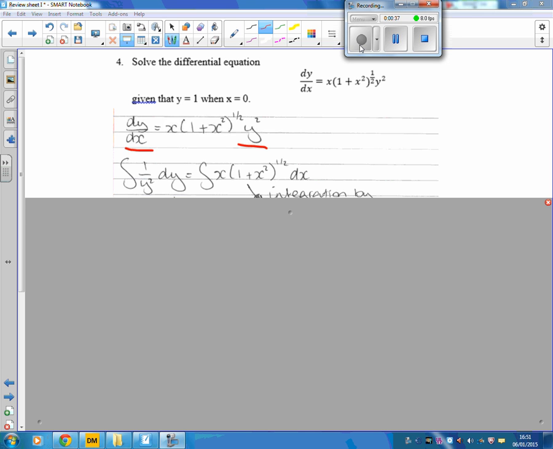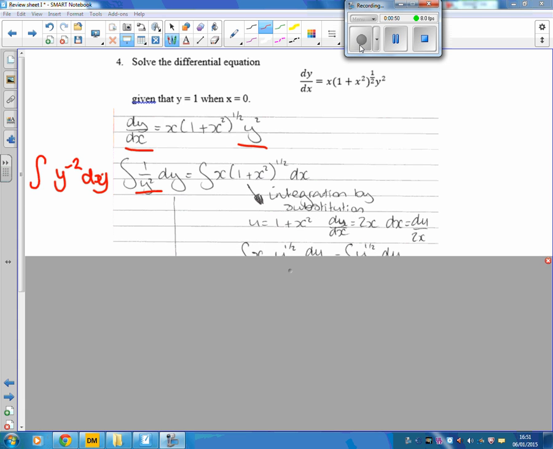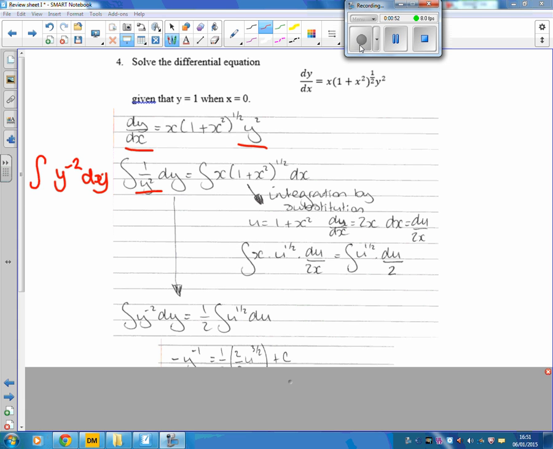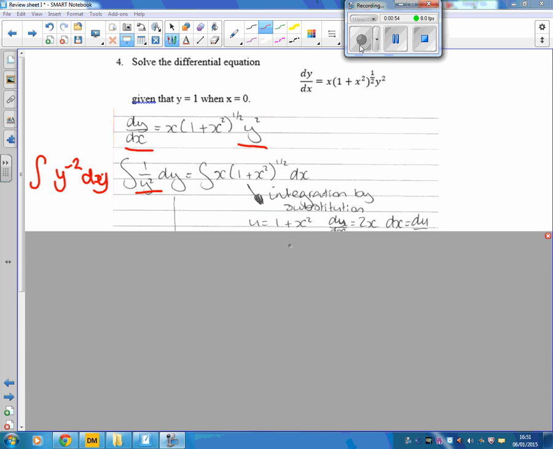Integrating on the left here is not too bad if I just rewrite that as y to the minus 2 using our index laws. Add 1 to the power makes minus 1 divided by the new power, so that's minus y to the minus 1. There it is, all the way down there.